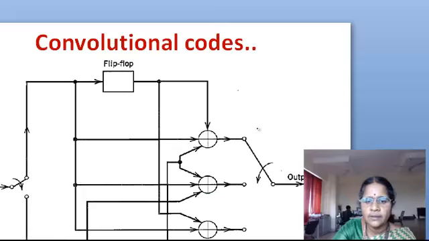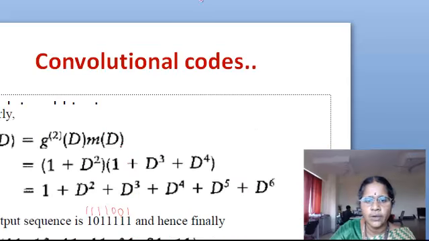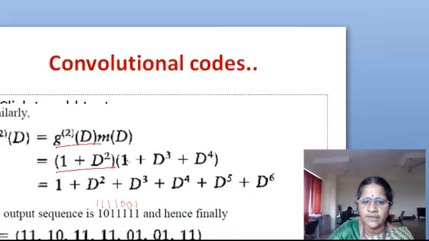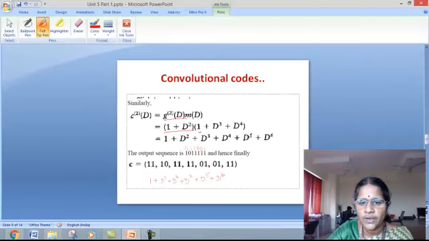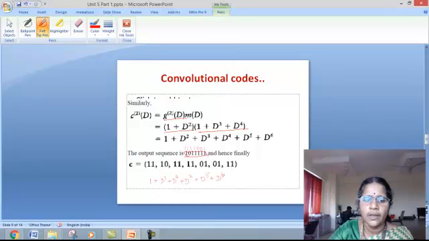Next, following the same procedure for the lower path, the generator polynomial for the lower path is 1 plus d square, and the same message sequence 10011 is taken. Multiplying that, we get the output sequence as 1 0 here. d is not there, so it is 0. So d square, d cube, d power 4, d power 5, and d power 6. This is the output sequence, a coded sequence produced because of that lower path. That's the lower modulo 2 adder.